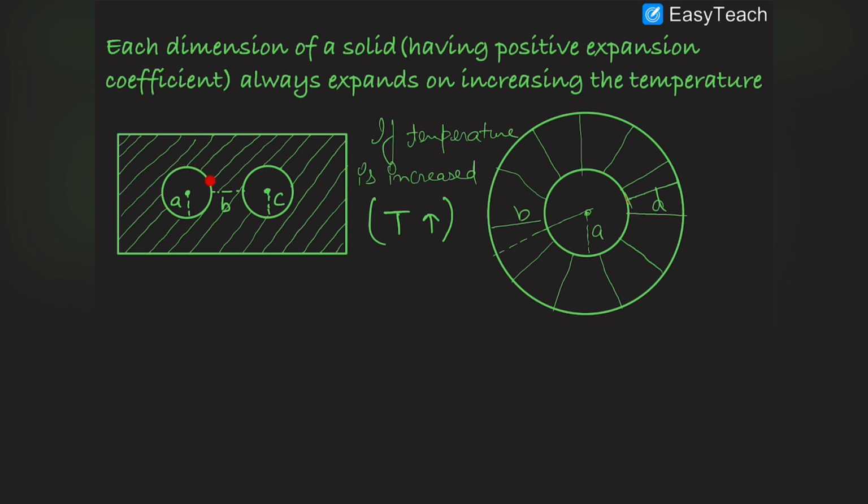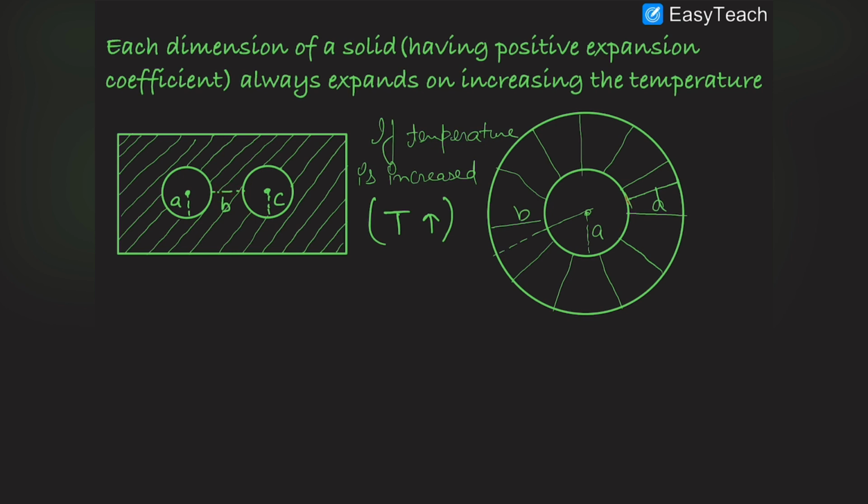First of all, let me ask you a question. This is a rectangular sheet in which two discs are taken out, due to which two circular cavities are created in the square sheet. The radius of this cavity is A, the radius of this cavity is C, and the distance between the edges of the cavities is B.